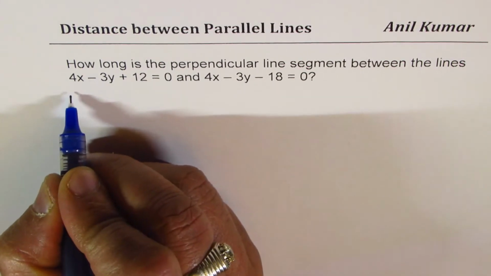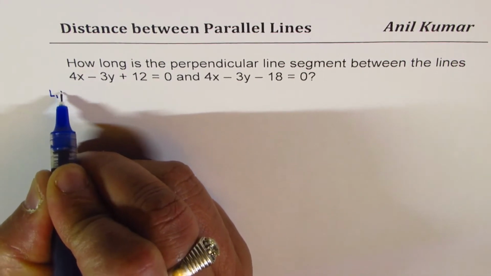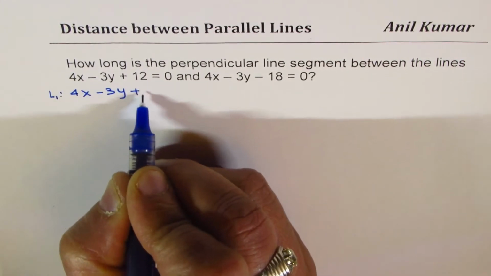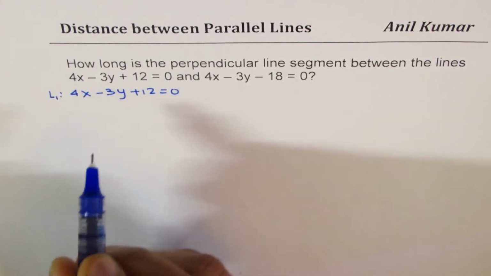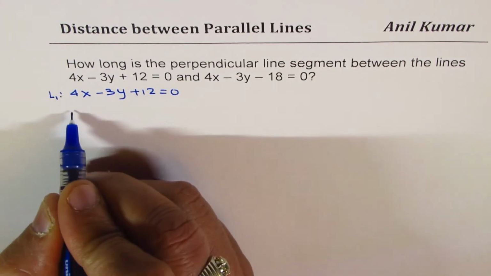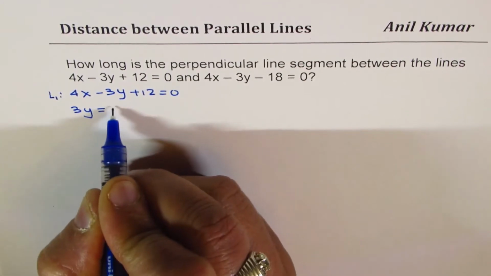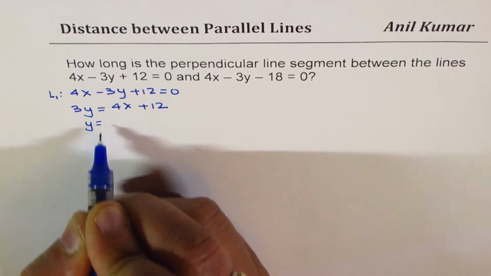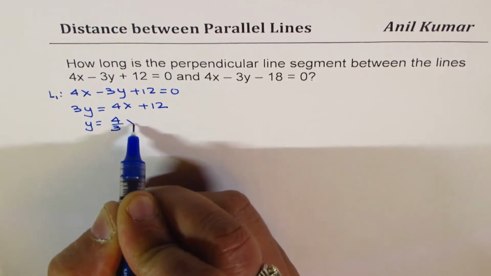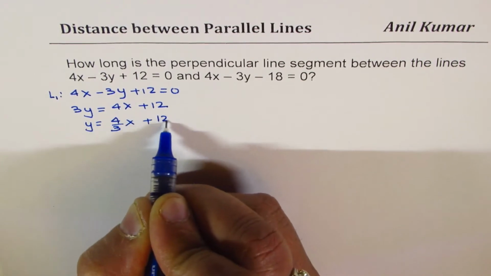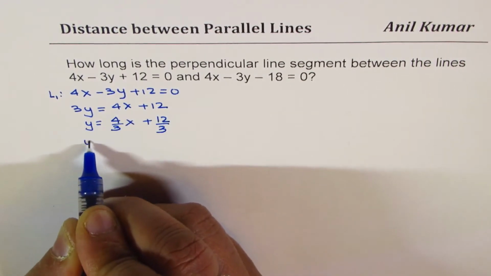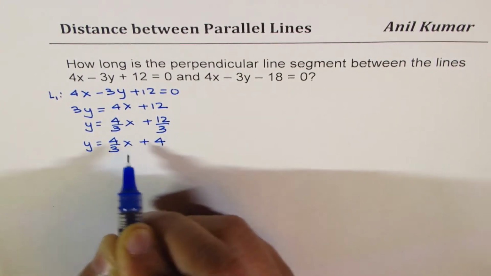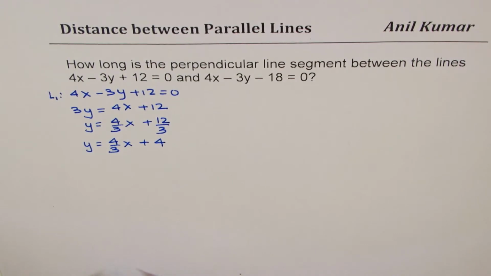So the first line given to us, let me call that line 1, is 4x minus 3y plus 12 equals 0. Let's rearrange, taking 3y to the left side. So we get 3y equals 4x plus 12. Dividing by 3 gives us y equals 4 over 3 x plus 12 over 3, and that is y equals 4 over 3 x plus 4. Right? So that becomes the equation of the first line.